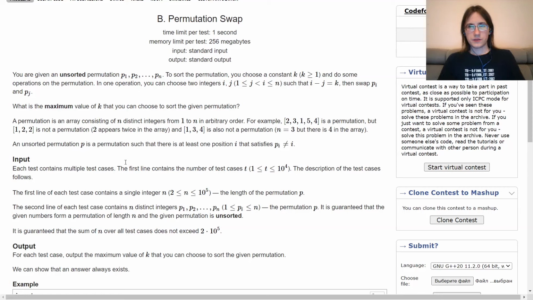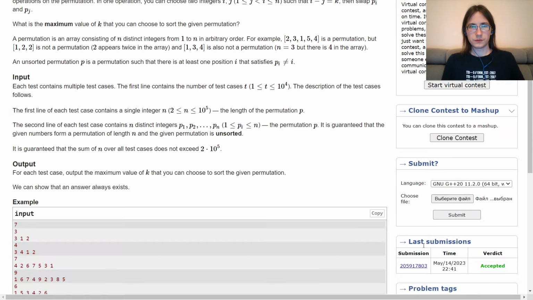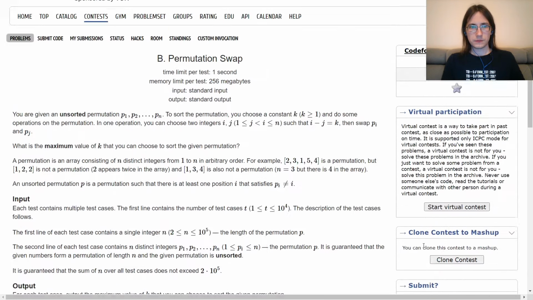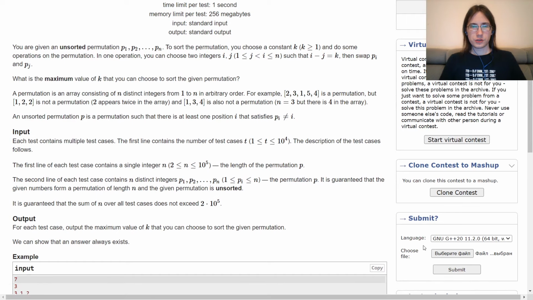Let's discuss 5 problems from the latest Codeforces round, starting with division 2B. You can read it now or listen to my explanation.